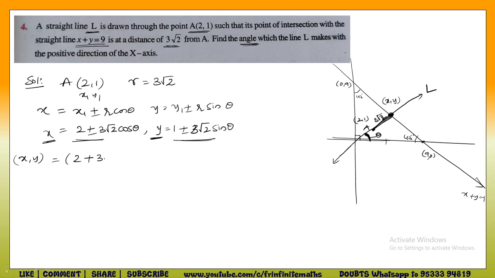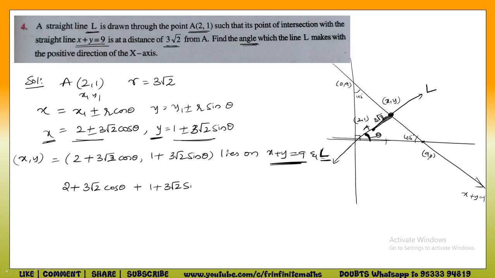So which is nothing but 2 plus 3 root 2 cos theta, comma 1 plus 3 root 2 sin theta. So this particular point lies on x plus y is equal to 9 as well as on L also. Since we don't know line L, we need to find it out. So for that, I am substituting in this line equation x plus y is equal to 9. When I substitute this value, this becomes 2 plus 3 root 2 into cos theta plus 1 plus 3 root 2 into sin theta is equal to 9.